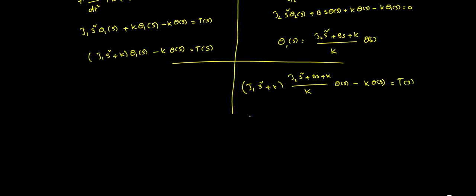By substituting these values and rearranging, taking theta common, theta of s by T of s can be written as K divided by J1 s square plus K into J2 s square plus Bs plus K, minus K square. So this is the complete transfer function for the entire system. That is how you can write the transfer function for the entire system like this.